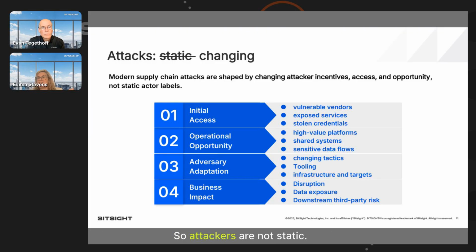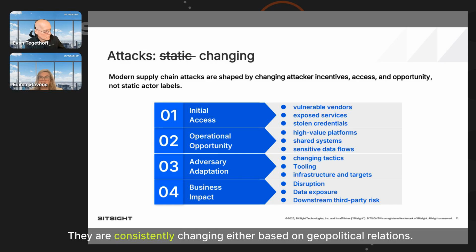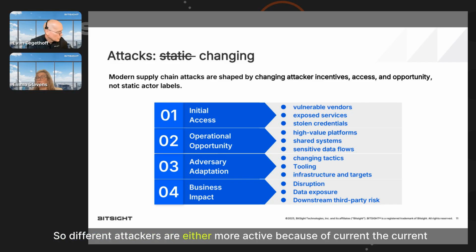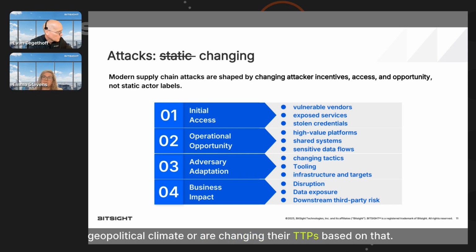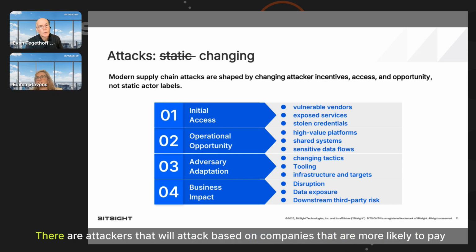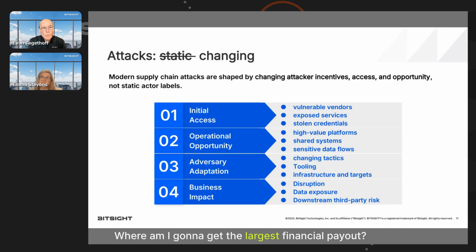So attackers are not static. They are consistently changing, either based on geopolitical relations. We've seen what's going on in the world right now. So different attackers are either more active because of the current geopolitical climate, or are changing their TTPs based on that. There are attackers that will attack based on companies that are more likely to pay the ransom. Where am I going to get the largest financial payout? We have seen a decline in companies actually paying the ransom.